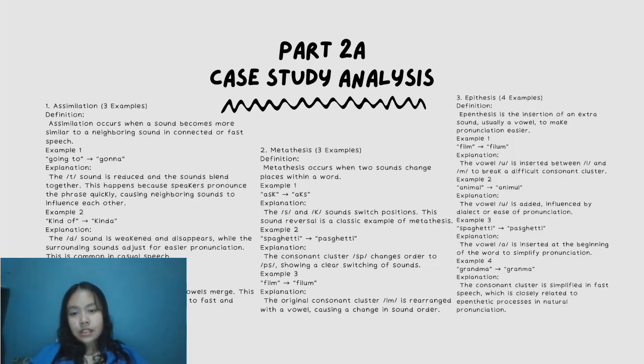Next, metathesis. Metathesis occurs when two sounds switch position within a word. For example, ask us pronounced as aks us, spaghetti pronounced as pasghetti, and film pronounced as flim. These examples fit metathesis because the order of sounds changes. These examples are explained using theories from Fromkin, An Introduction to Language.